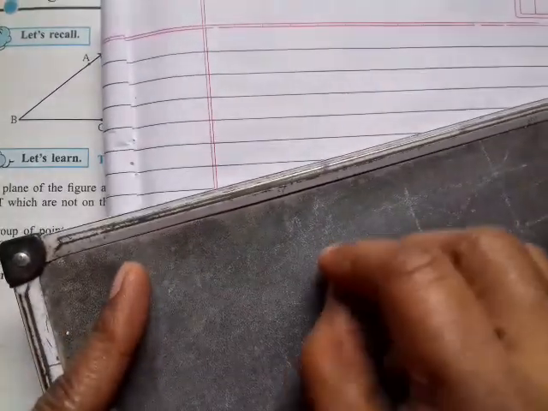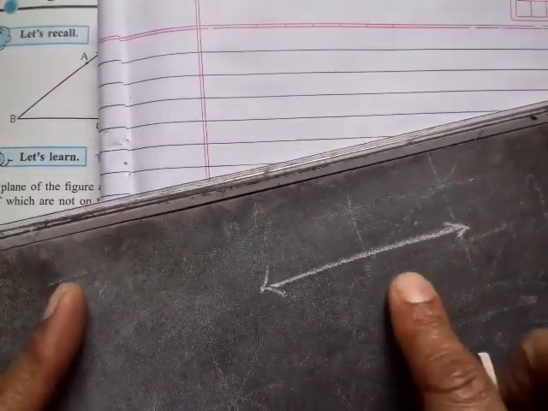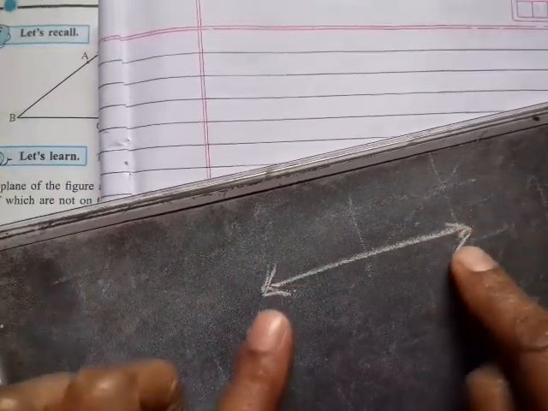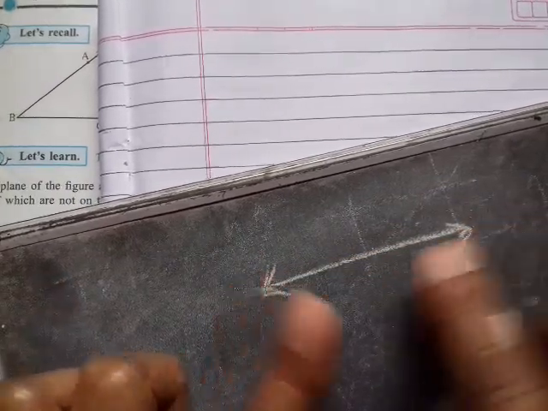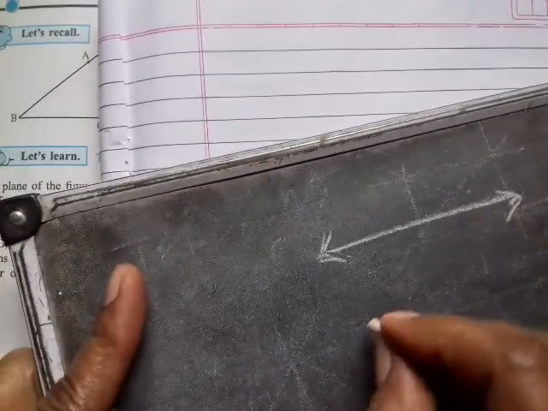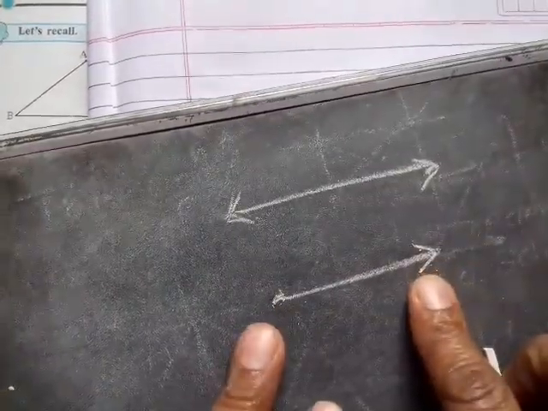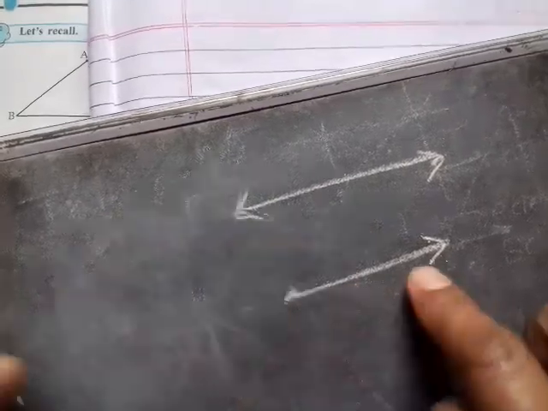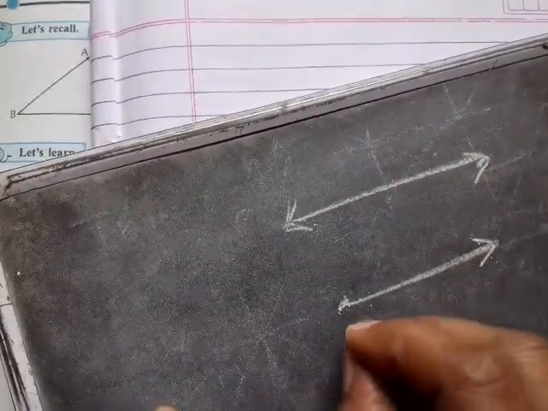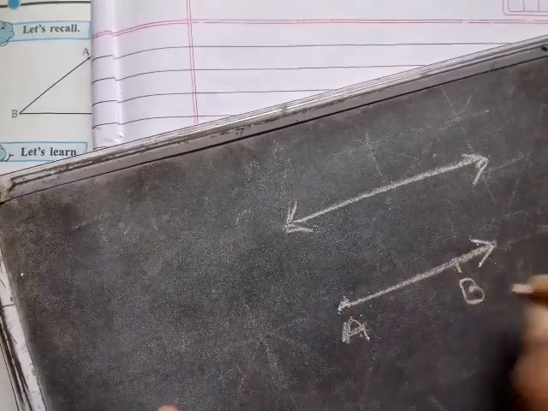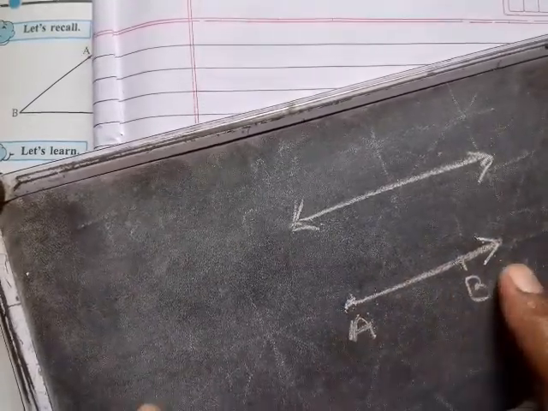But the thing is what? These lines are extending on both sides. This arrow indicates that they are increasing on both sides. Now if there is a dot and only one arrow line, it is called a ray. How do we read this ray? The origin is A, and from there it is extending. So we have to read it as ray AB.